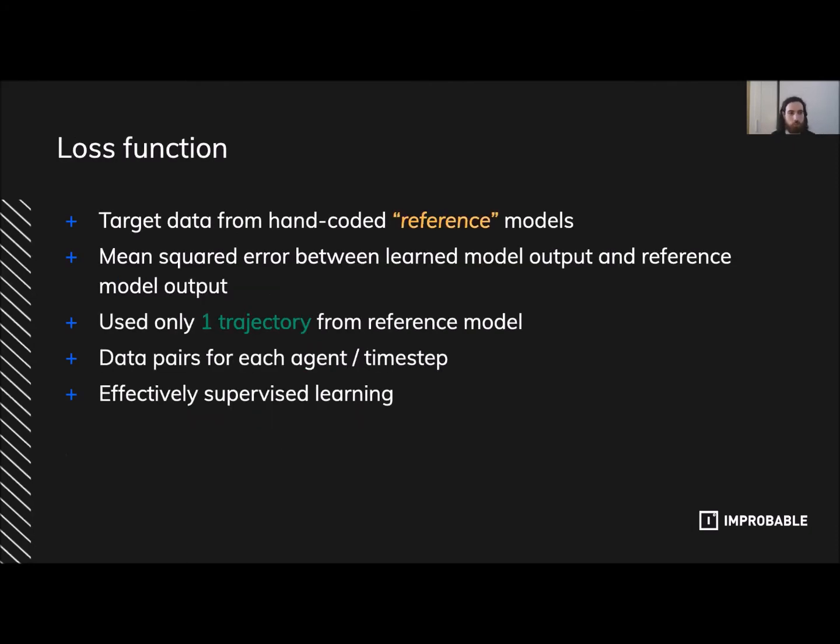And the loss function. We didn't have real data on these domains, flocking and opinion dynamics. So we basically generated some from a hand-coded reference model. So you could see this is trying to relearn the reference model just from the output data. And the loss function is just a mean squared error between these. We only run this reference model once, get a single trajectory, and we use that for the whole training run. So this is fairly data efficient. You're only really running the model once and getting that output. And we just turn this into data pairs. So this is basically just supervised learning. It's data pairs for each agent and each time step.